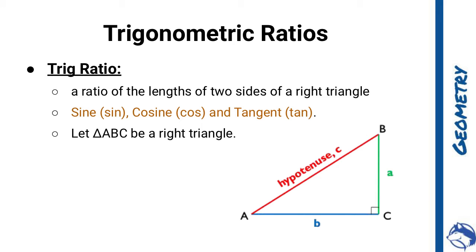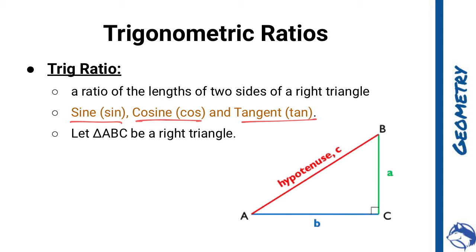So first off, a trig ratio. Well, this is a ratio of the lengths of two of the sides of a right triangle. So we're going to end up with three specific things here. We're talking about the sine, which we abbreviate SIN, the cosine, which we abbreviate COS, and then the tangent, which we abbreviate TAN. So remember those names. It's sine, cosine, and tangent.